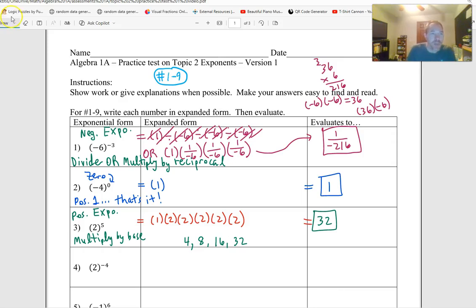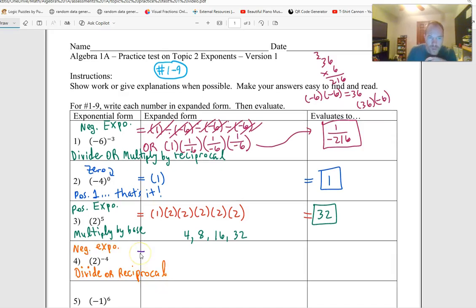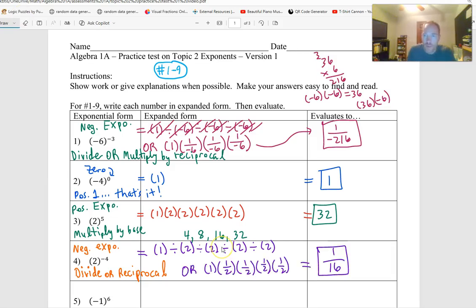Let's keep going here. Number 4, we have 2 to the -4th, so I'm thinking to myself, negative exponent, I'm either going to divide or multiply by the reciprocal. For me to evaluate, it's easier to do the reciprocal. It's not wrong to say 1 divided by 2 divided by 2, etc. But if you're going to evaluate this, you probably want to use the fraction instead. So I'll write it out both ways, but I'm going to do the reciprocal. I'm going to multiply with 1 over 2. Again, if you were doing the test, you might just skip writing the division.